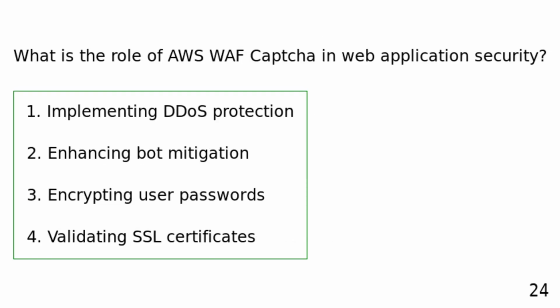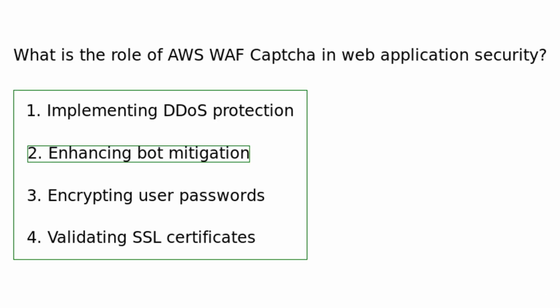What is the role of AWS WAF Captcha in web application security? Implementing DDoS protection. Enhancing bot mitigation. Encrypting user passwords. Validating SSL certificates. AWS WAF Captcha plays a role in enhancing bot mitigation by presenting challenges that only humans can easily solve, thus reducing the risk of bot attacks.